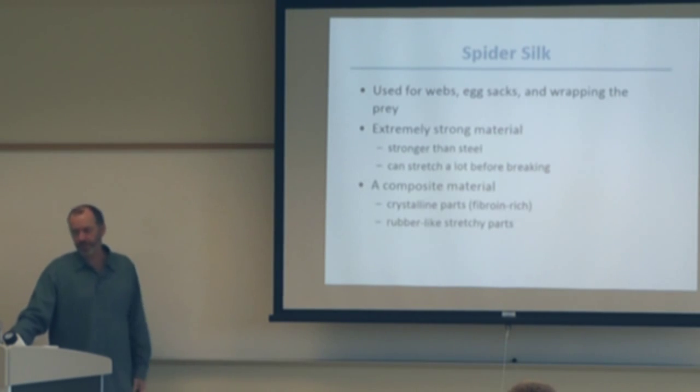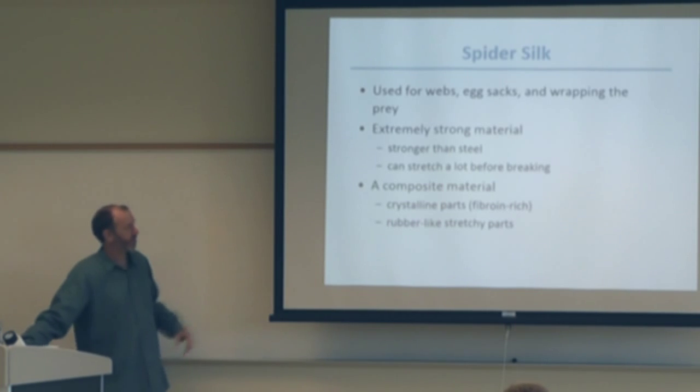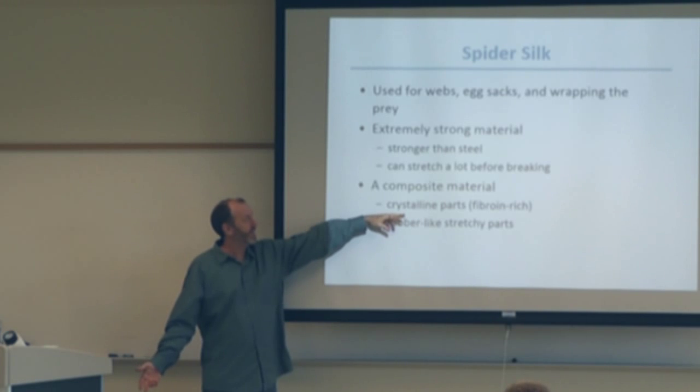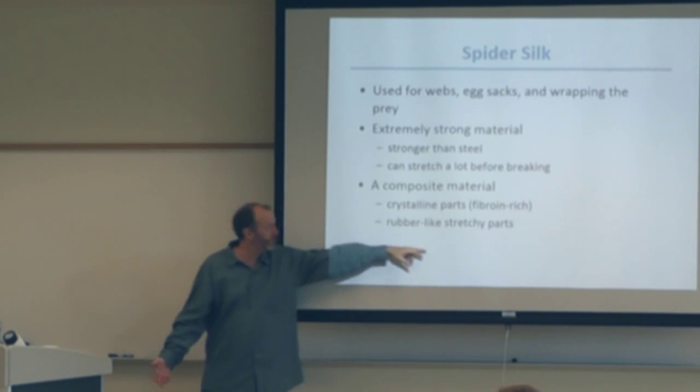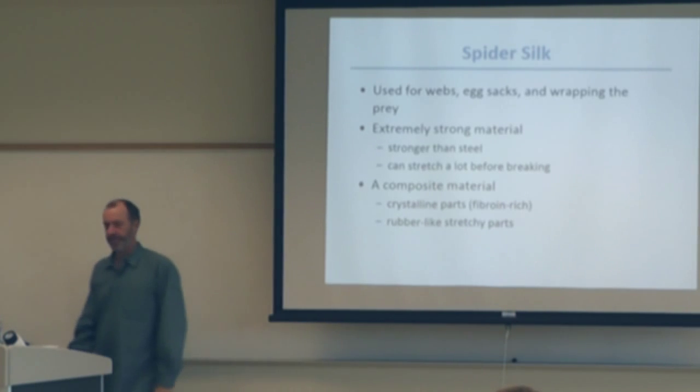We all know spider silk is used for webs, egg sacs, and wrapping their prey. Extremely strong material, stronger than steel, and it can stretch a lot before breaking. And people are trying to use it as a composite material too. Crystalline parts are fibroin-rich, and there are rubber-like stretchy parts.